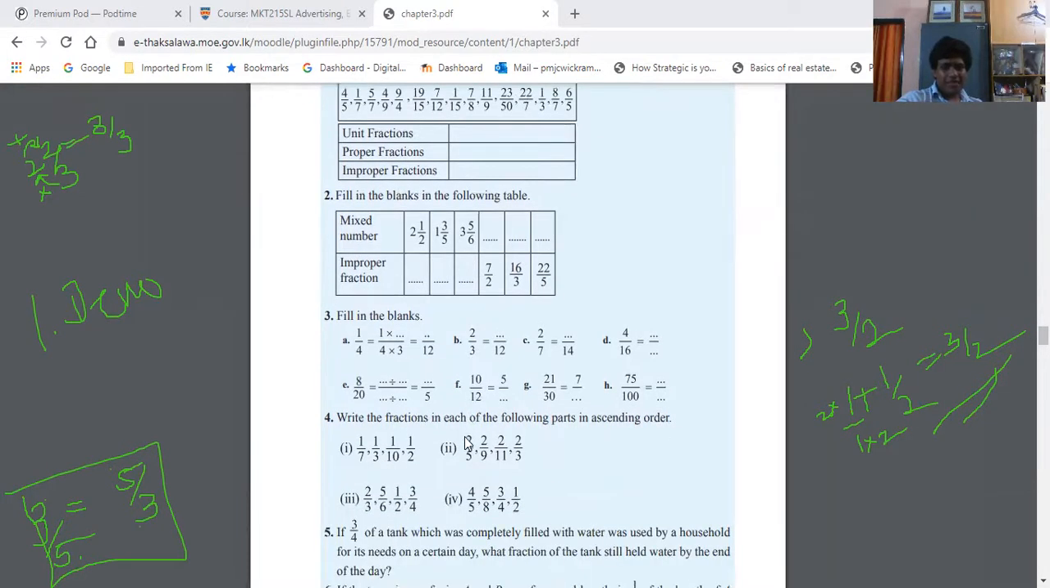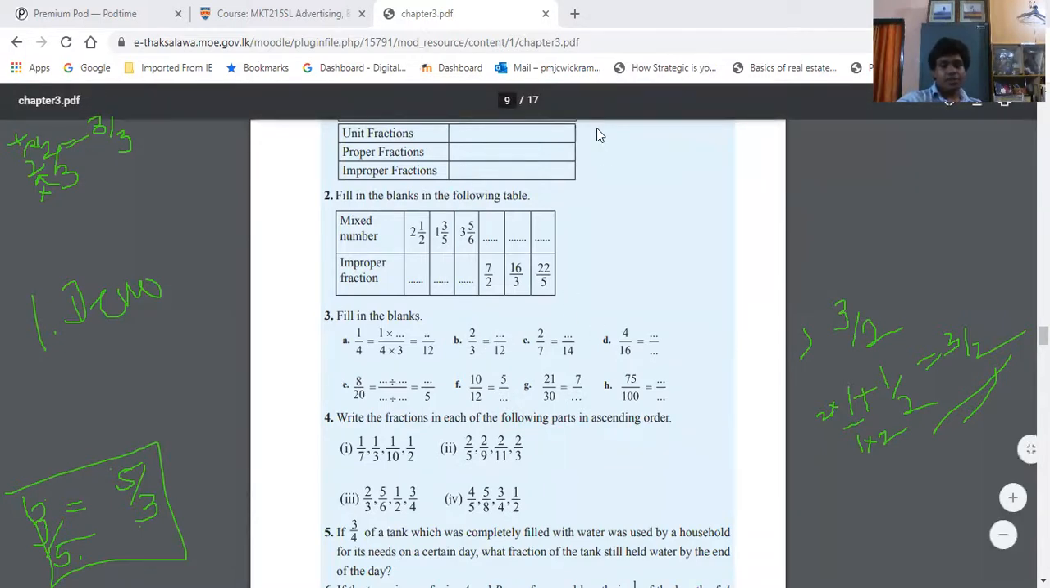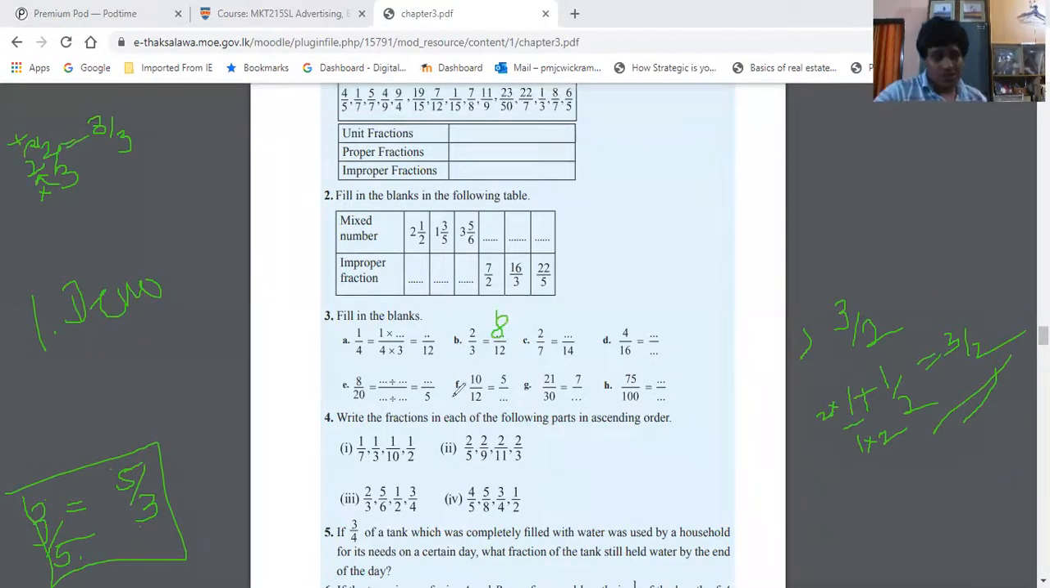Fill in the blanks is available. How they have obtained it, they have shown you even. 4 into 3, 12 over. I thought 3 into 4, 12 over. And 2 into 4, no, that's 8. 8 over 12. It should be 8 over 12 here. Those are very simple ones. I'm not going to do those, I'm sorry, because honestly these are very, very simple.